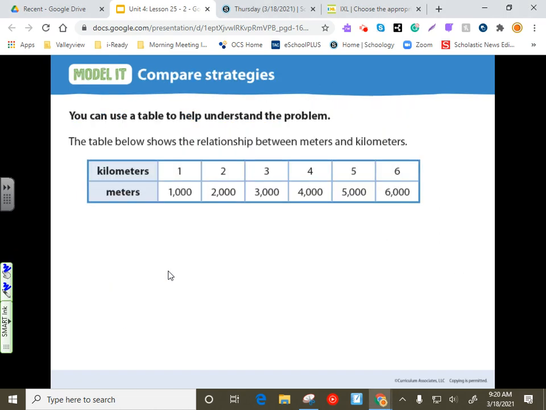Go ahead and turn the page. We're going to be using a lot of tables. In fact, your homework for Friday and Monday are going to use these conversion tables. So for this one, it shows the relationship between meters and kilometers. And for your conversion table, the first thing that you put on has to be what one of your things is equivalent to the other. In this case, 1 kilometer equals 1,000 meters.